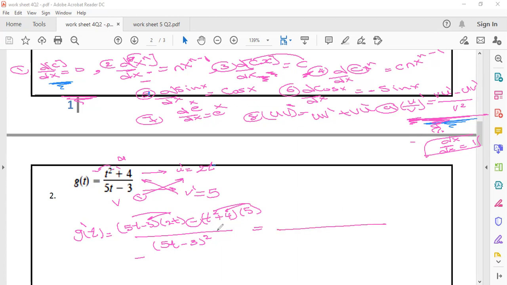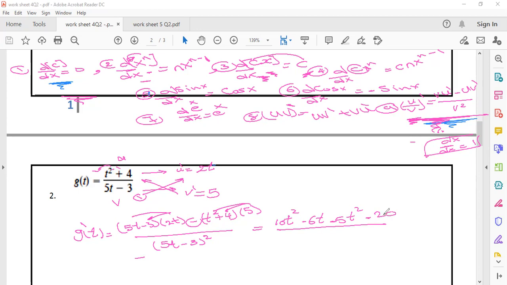Here 2t multiplied by 5t will be 10t squared. 2t multiplied by negative 3 will be negative 6t. Don't forget, this product takes the opposite of this product. 5 multiplied by t squared will be 5t squared, multiplied by negative, it will be negative 5t squared. 5 multiplied by 4 will be 20, multiplied by negative, it will be negative 20.